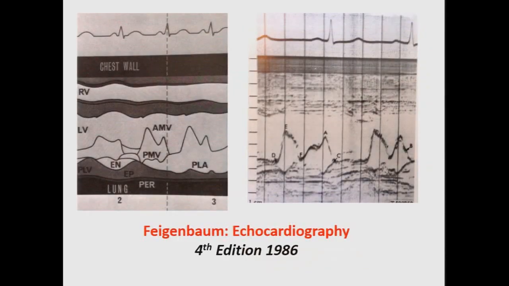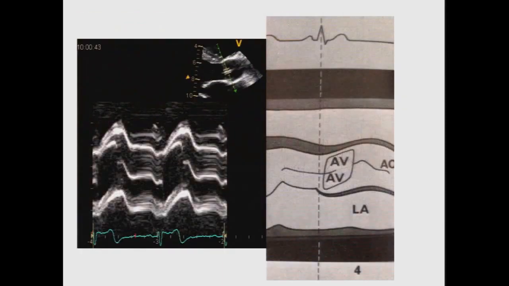Again, we have nomenclature for this, the A, the C, and pay attention to this region here, because this is late diastolic motion of the anterior leaflet of the mitral valve, and you'll see in one of the case examples a little bit later a disturbance in that, which we can use to tell us whether or not diastolic pressures of the left ventricle are elevated.